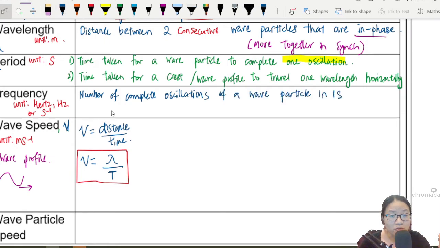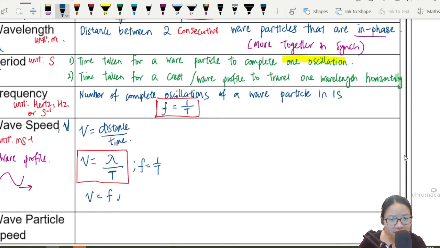And because it's a number of complete oscillations in 1 second, I can just take 1 divide by T. T is the time taken for a complete oscillation, and frequency is the number of complete oscillations per second. That's why it can be calculated by 1 over T. Since f is equal to 1 over T, I can also introduce it here. f is 1 over T, and my v can be equal to f lambda.